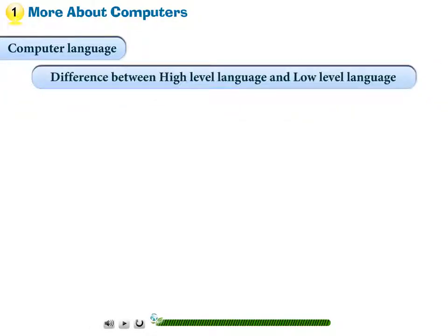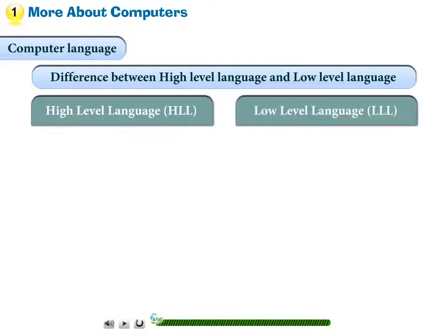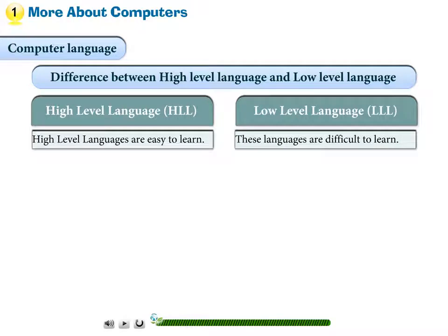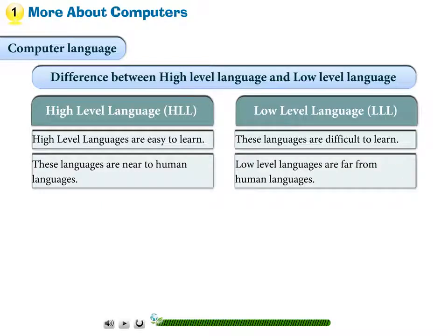Difference between high-level language and low-level language. High-level language, HLL; low-level language, LLL. High-level languages are easy to learn. Low-level languages are difficult to learn. High-level languages are near to human languages. Low-level languages are far from human languages.